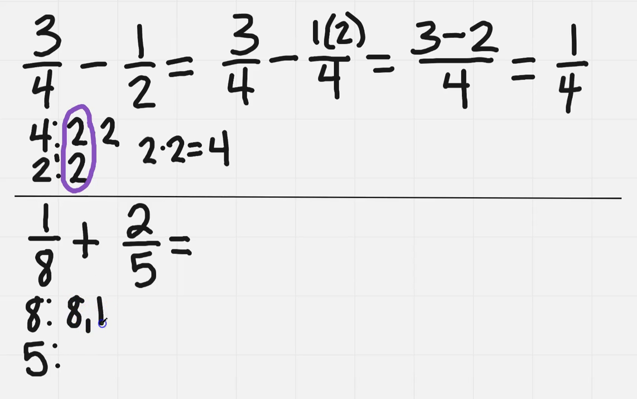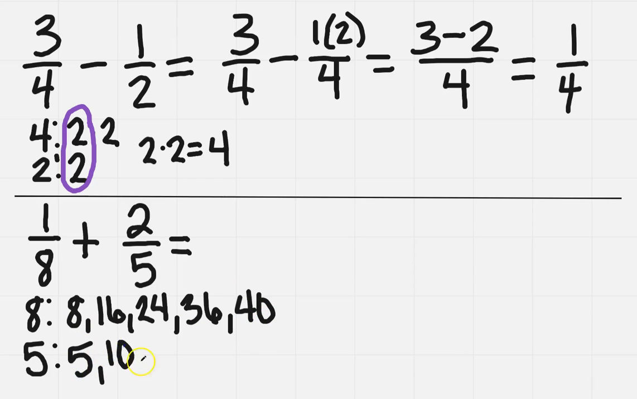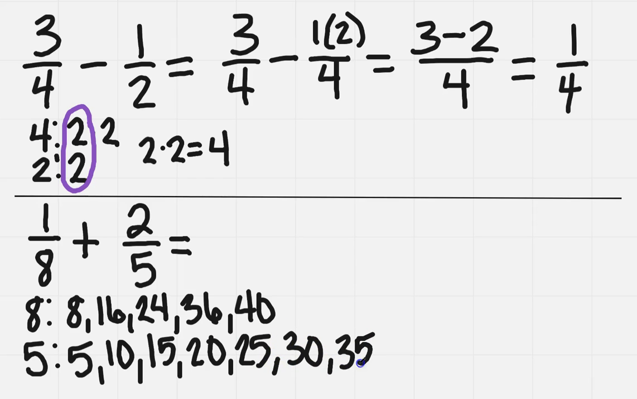multiples of 8. So I've got 8, 16, 24, 32, and 40. Well, you know right off the bat, the only one that ends in a 5 or a 0 is going to be that 40, but just in case, we've got 5, 10, 15, 20, 25, 30, 35, and 40. So we found out that 40 is the multiple they have in common.